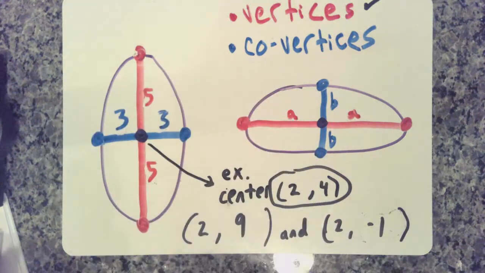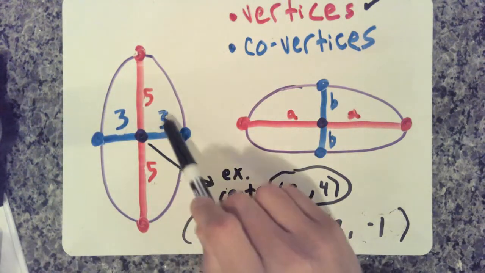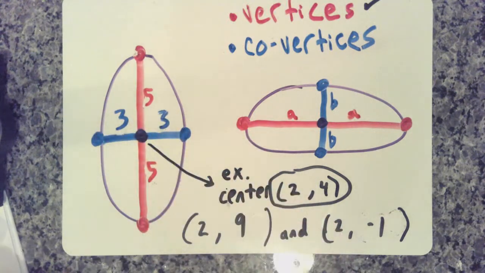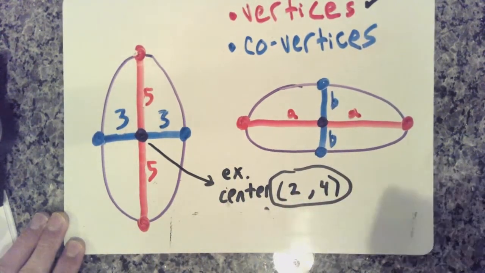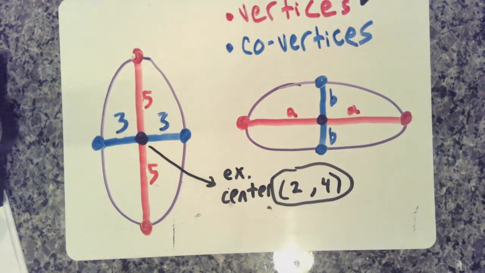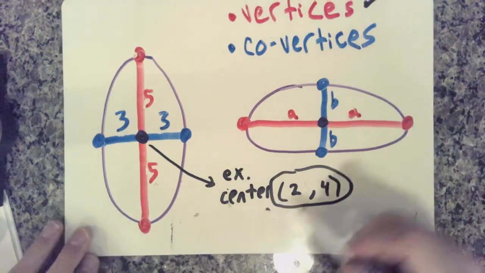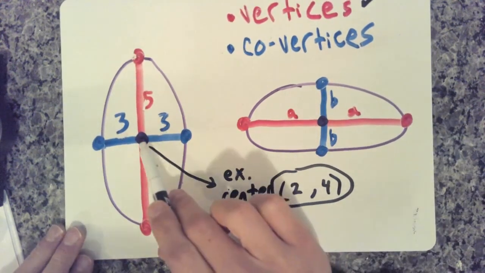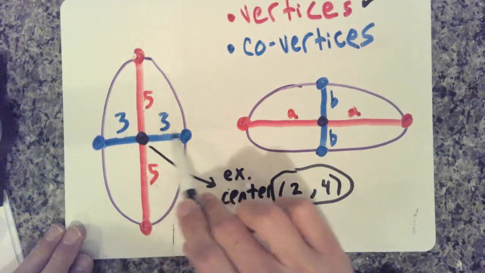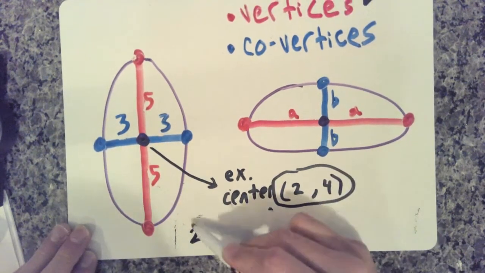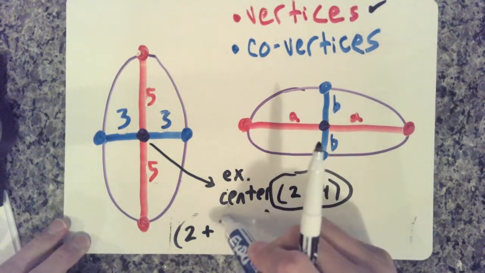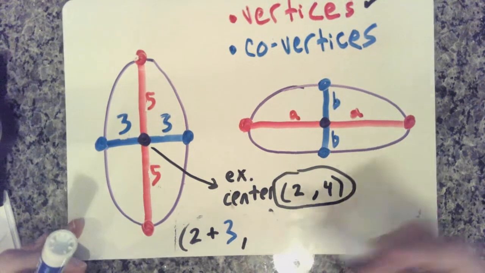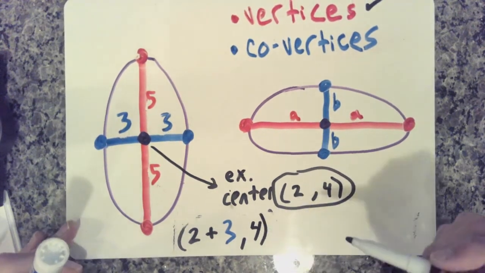Now, for the co-vertices, you're going to use that minor axis. You're going to use that B value. This time we'll be adding it to the X. I'm going to erase this bottom one because that was our vertices. Now we're working with the co-vertices. Notice where the B is: we've got to add 3 in the X direction. So I've got 2, and then I'll add that 3, and then a comma. Notice my Y stays the same.